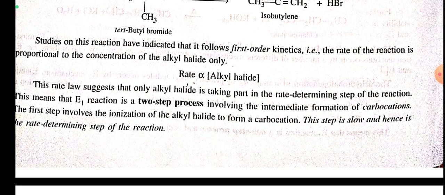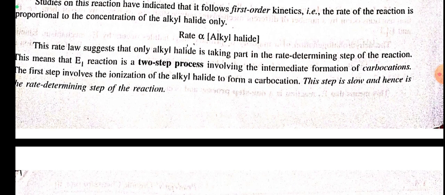Studies on this reaction have indicated that it follows first order kinetics. The rate of the reaction is proportional to the concentration of alkyl halide only. This rate law suggests that only the alkyl halide is taking part in the rate determining step of the reaction. This means that the E1 reaction is a two-step process involving the intermediate formation of carbocations. The first step involves the ionization of alkyl halide to form a carbocation. This step is slow and hence is the rate determining step of the reaction.